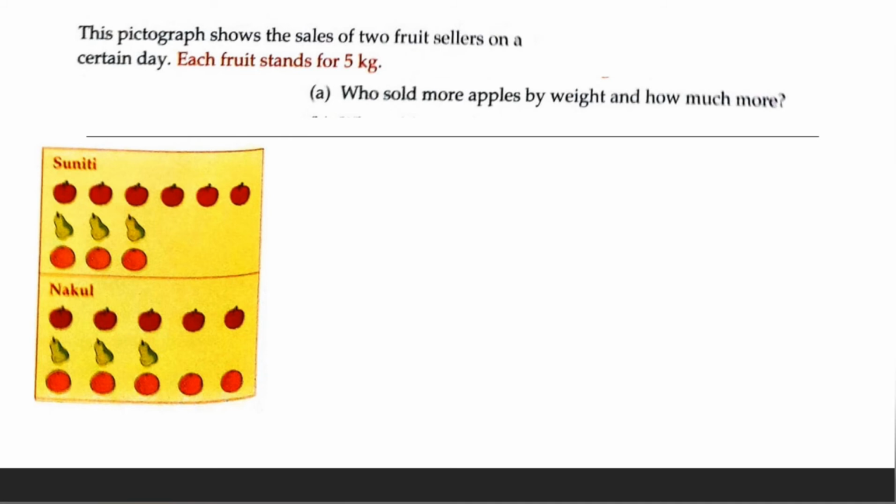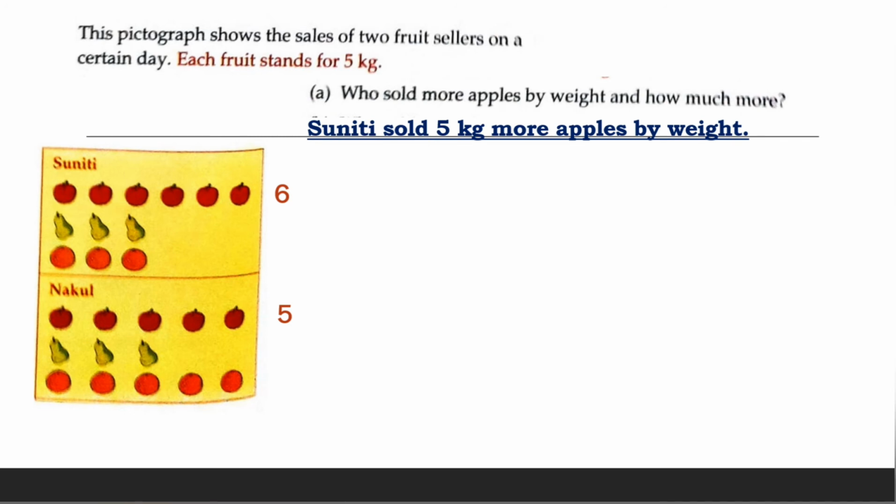So if we calculate the total number of apples sold by Suniti, they are 1, 2, 3, 4, 5, 6, and the total number of apples sold by Nakul is 5. So as we can see, Suniti is selling 1 apple more than Nakul, and each fruit represents 5 kg. So what we will write is Suniti sold 5 kg more apples by weight, right? 5 because each fruit stands for 5 kg.